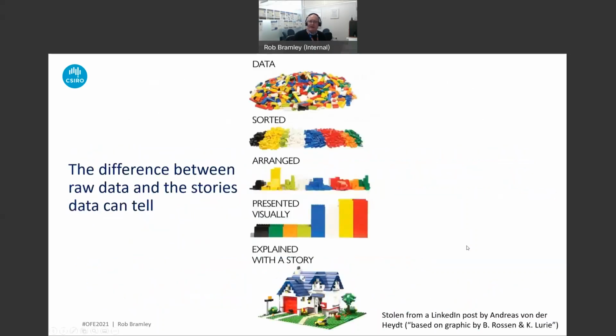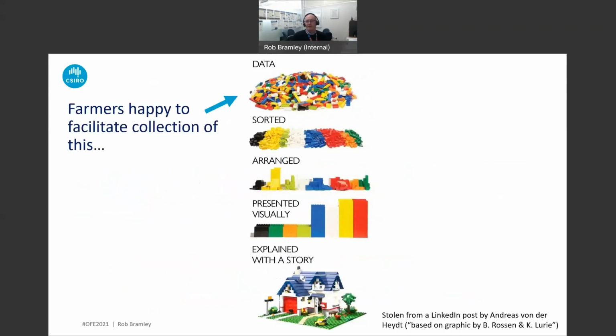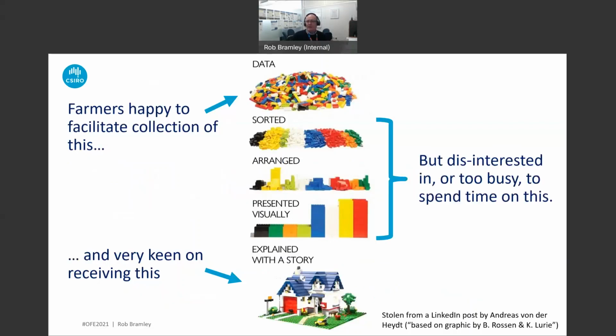And I like this characterization of the difference between raw data and stories that data can tell that appeared on LinkedIn a couple of weeks ago, which very closely characterizes the results of Xinjin Song's work, in as much that farmers are very happy to facilitate and be involved in the collection of data. And they are very keen on receiving explanations of that data packaged in some sort of story. But they're completely disinterested in the analysis that allows you to get from the data to the story. And so they need some help and guidance in getting from one to the other.